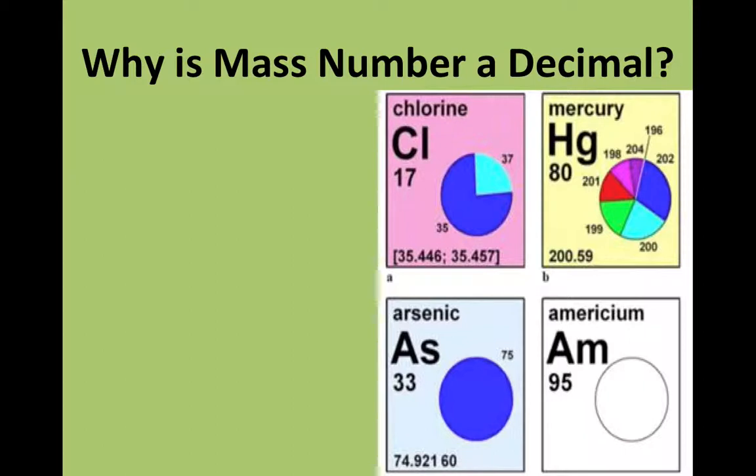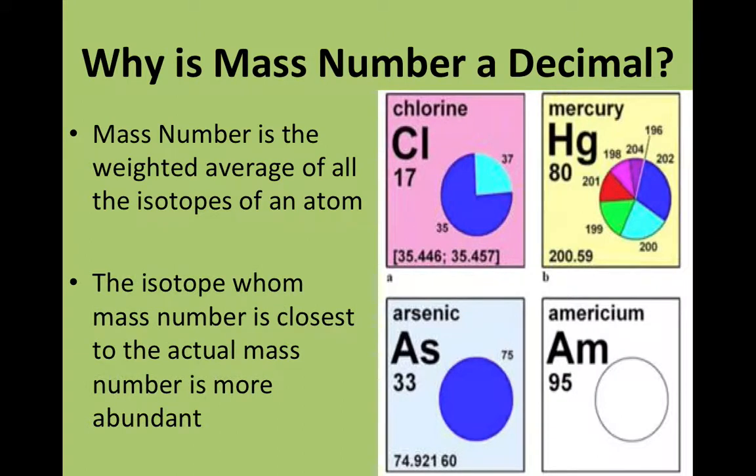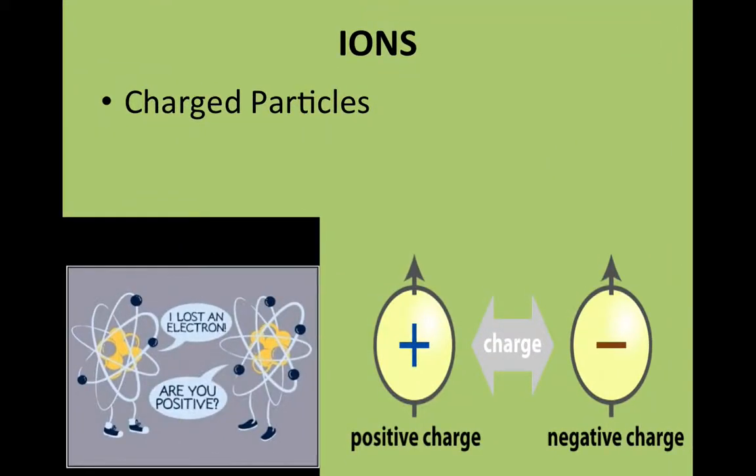So when we look at this, why is the mass number a decimal? The mass number is that average. So remember, we have different isotopes, for instance chlorine, mercury, arsenic, or americium that we have listed up there. All 4 of those elements basically can go through highs and lows on their weight. So what they do is they get an average of all the possible situations, and that's where we get that number. So the isotope that's closest to the mass number is the one that's actually listed in there, or the most abundant.